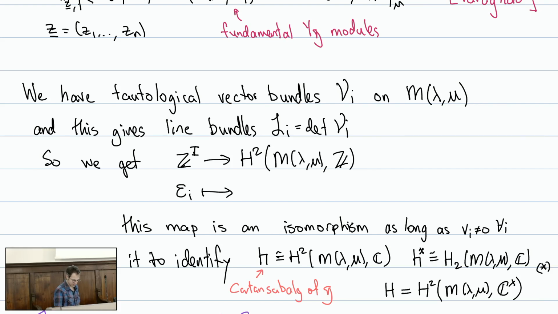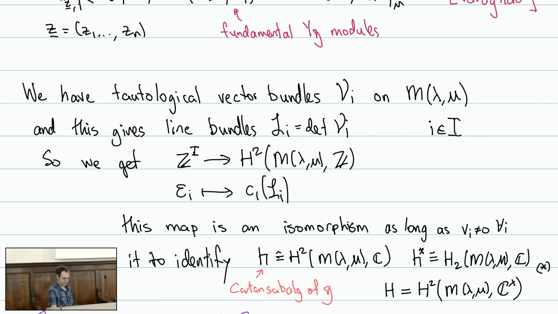We can form classes in H2. For each I, an element of capital I, the vertices of our quiver, we get a line bundle. Therefore, if we have Z to the set of vertices, we get a map to this H2 with coefficients in Z. This map will usually be an isomorphism, as long as all of these VIs are non-zero. Otherwise, it'll be surjective but not injective. Let's just assume that it's an isomorphism.